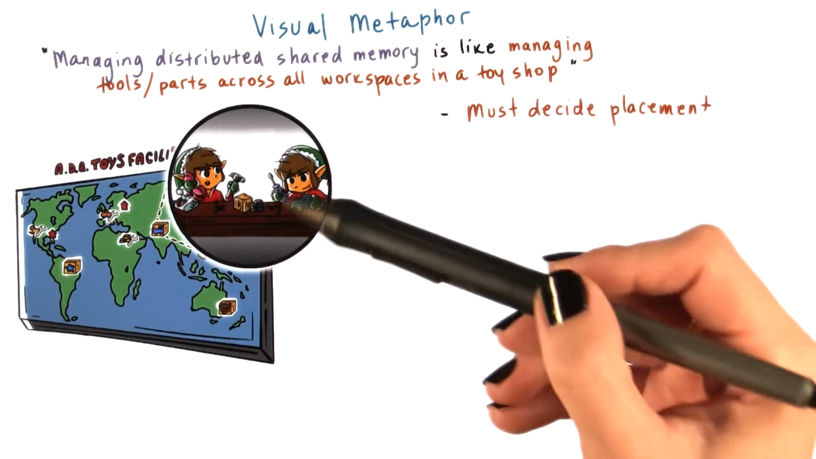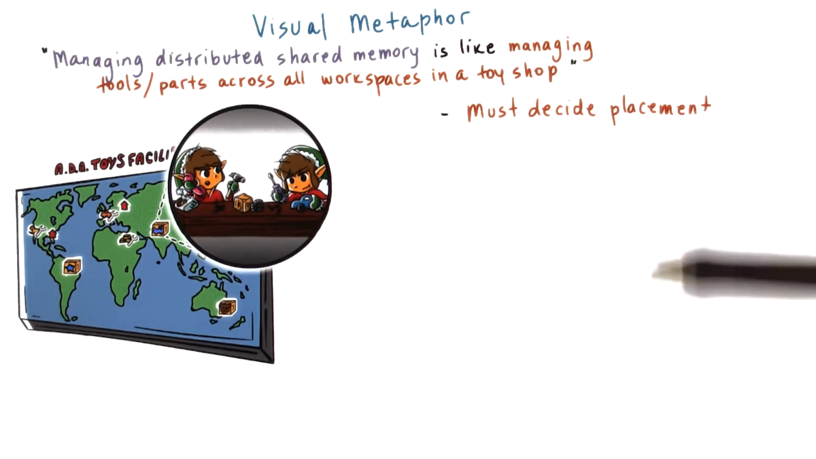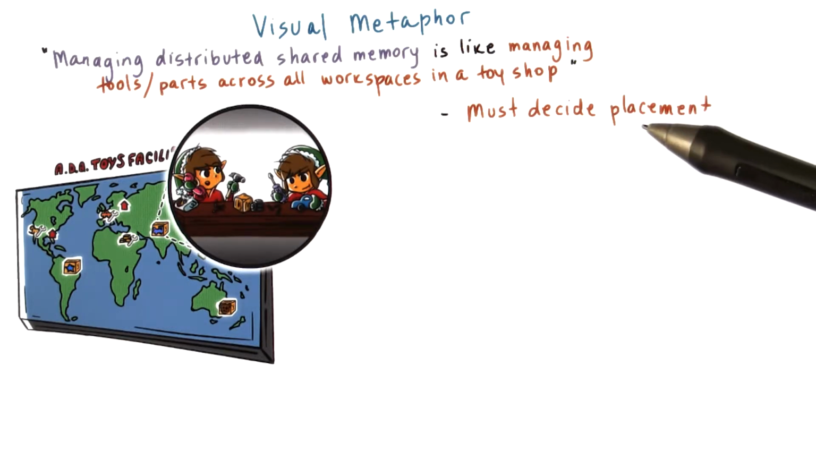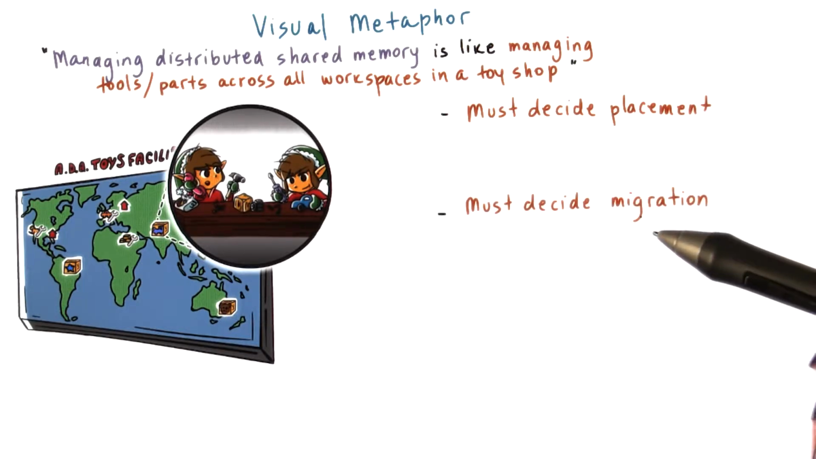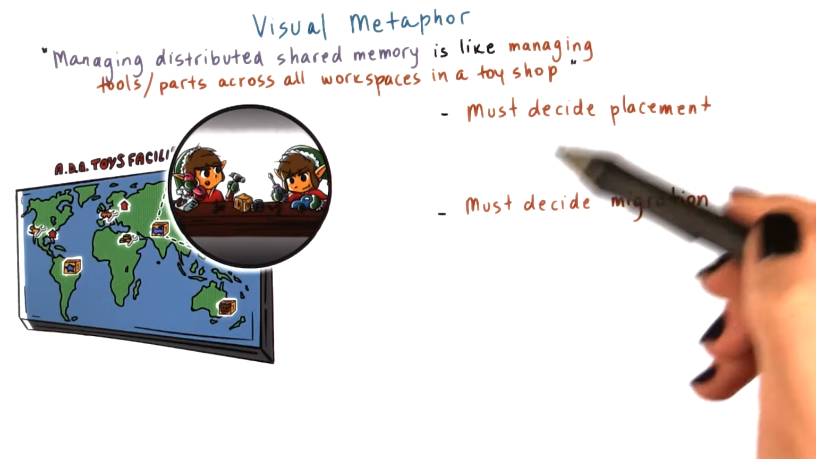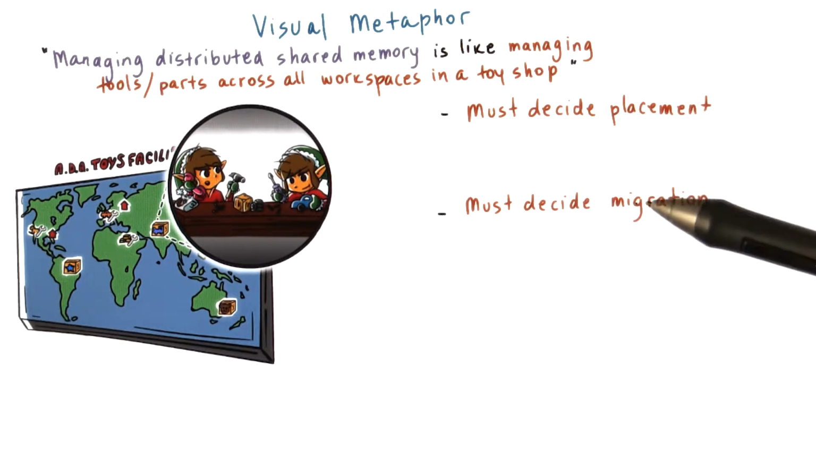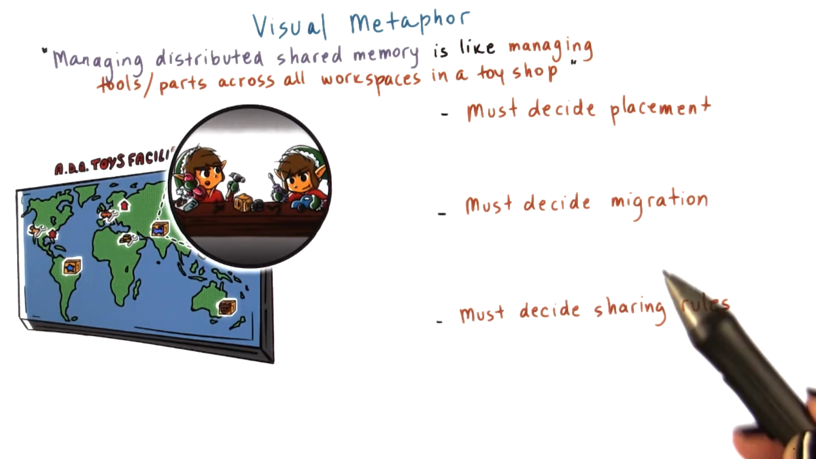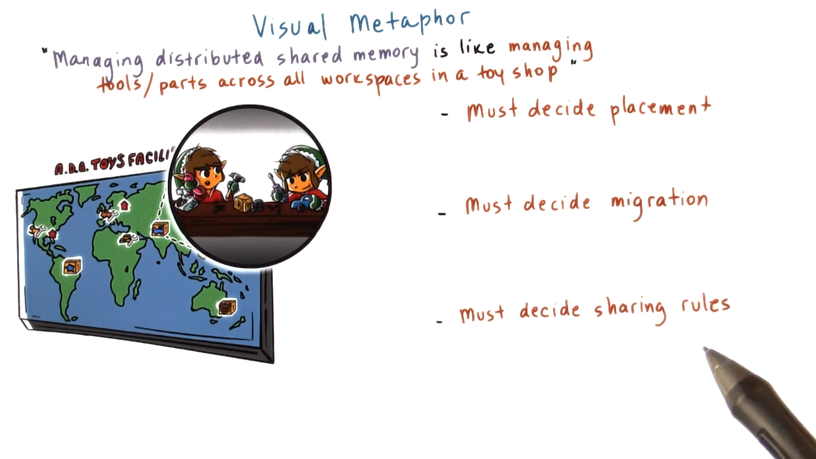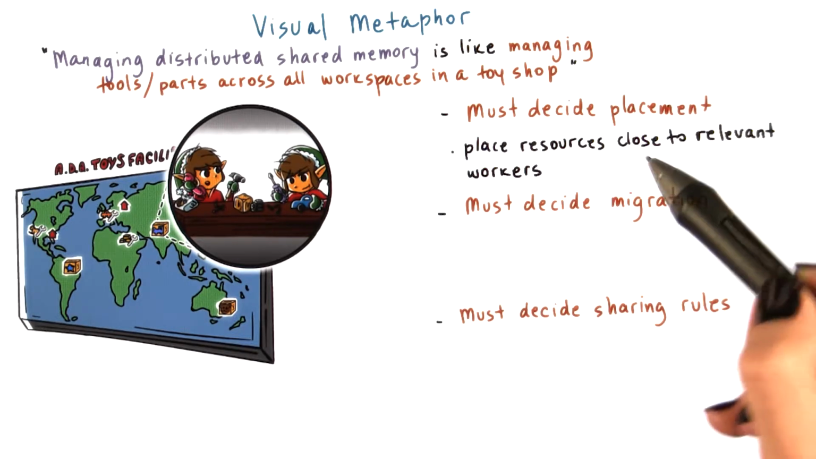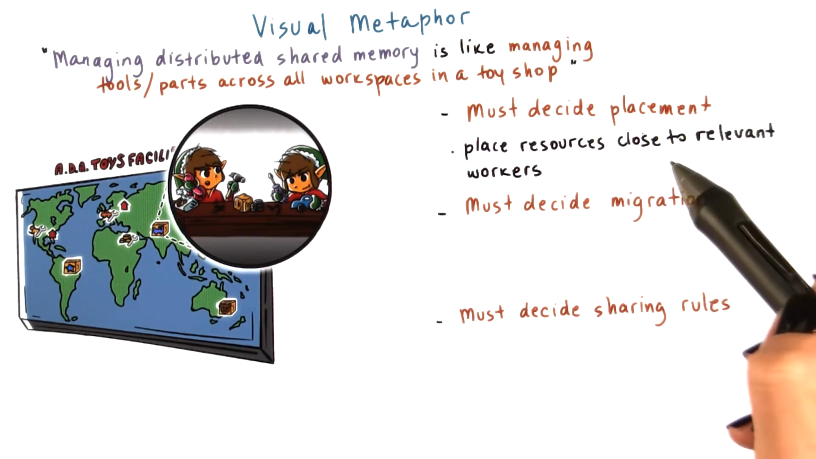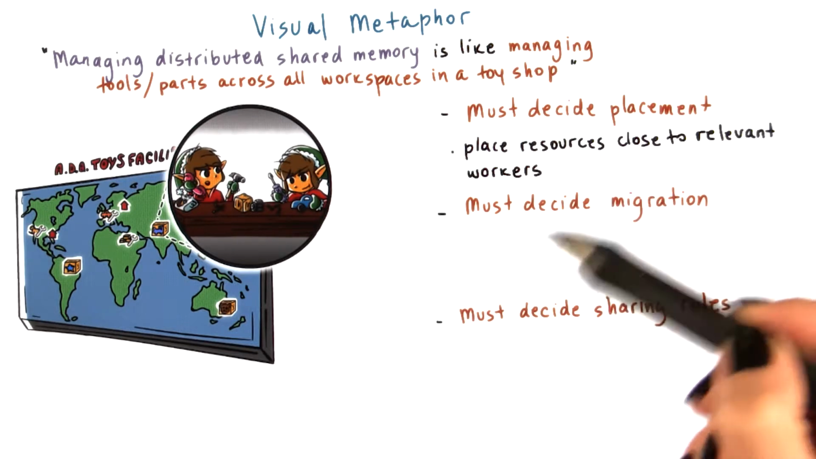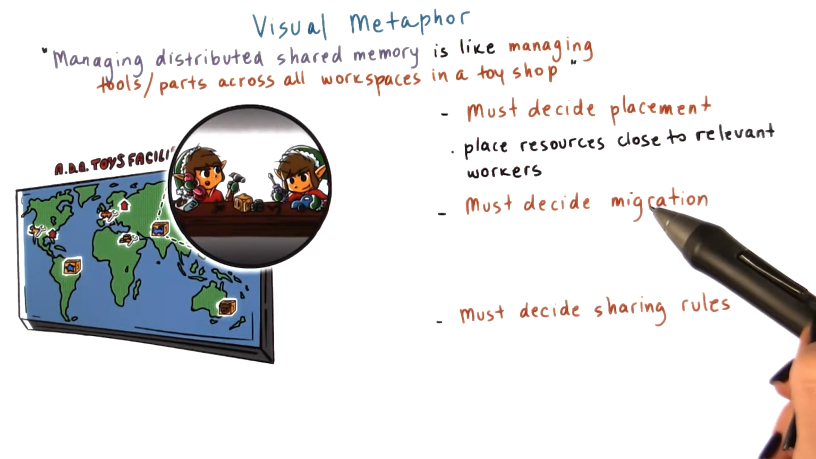For the management of tools and toy parts in a toy shop, there are three major decisions that must be made. The first one is how are we going to place all these resources in the distributed environment? Next, we must decide how and when to move tools around the different shops or the different workbenches in those shops. And finally, we must establish some rules how those toy parts and tools will be shared. For instance, regarding placement, we would probably decide to place those resources close to the workers that are currently needing them to perform their task.